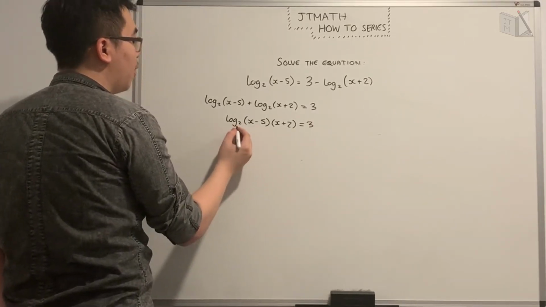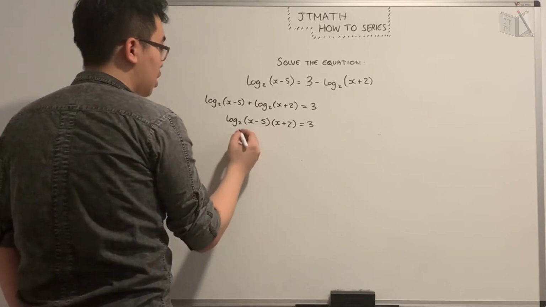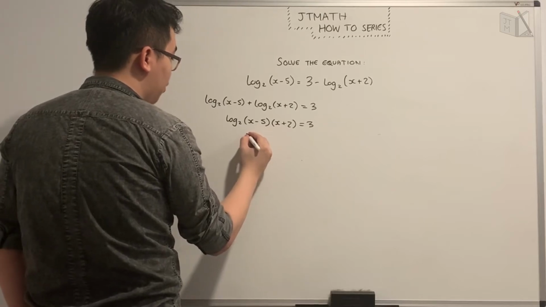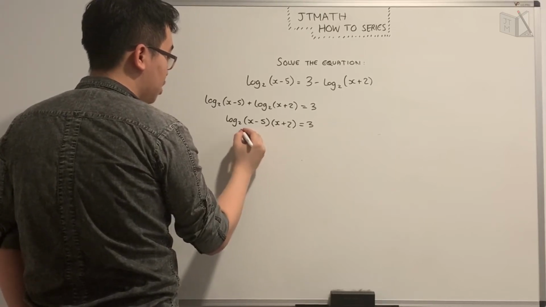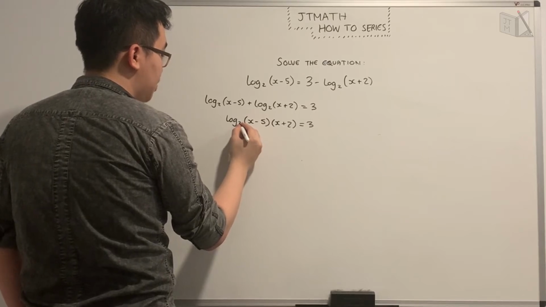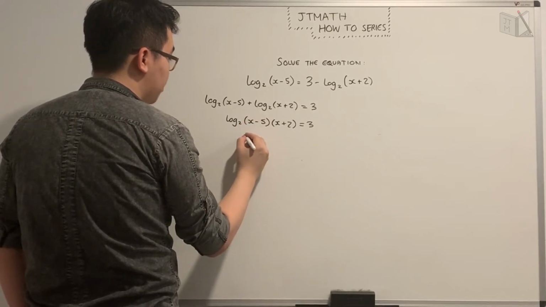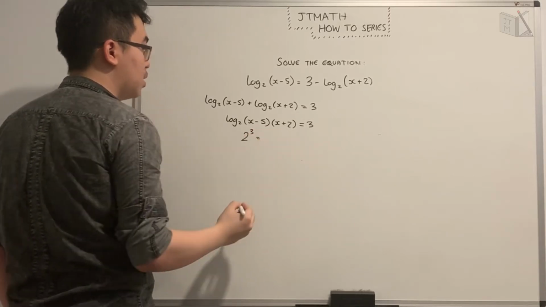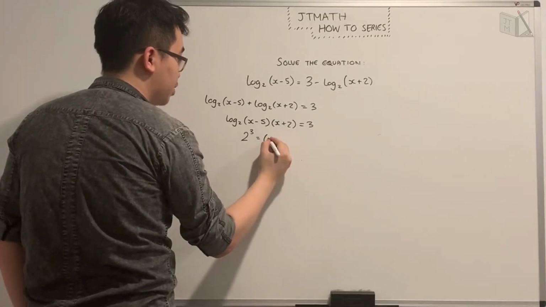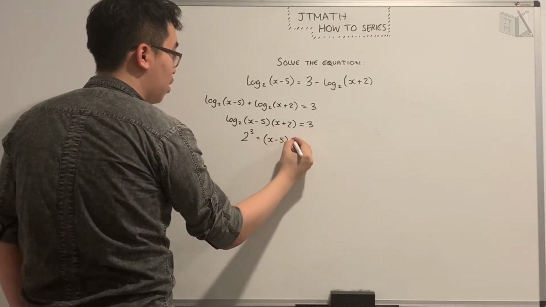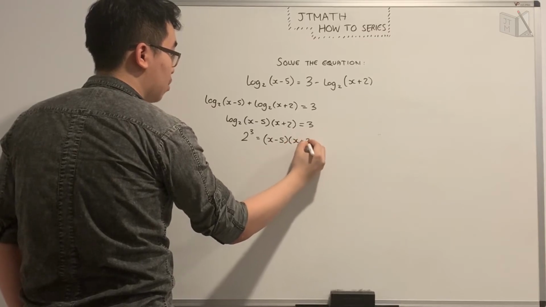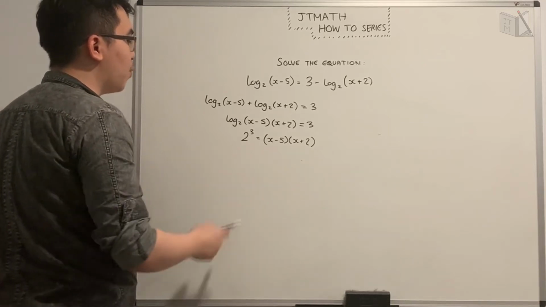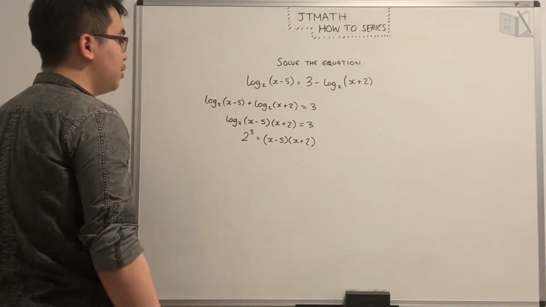Now here, I want to get rid of the log base 2. So what I'm going to do is rewrite this whole equation in the form of an exponent. The base of the log base 2 is going to be the base of my exponent. This 3 is going to become the actual exponent. Then I have 2 cubed equals (x - 5) times (x + 2). Now what I want to do is move this 2 cubed to the right side so that one side equals 0 and I can solve for x here.